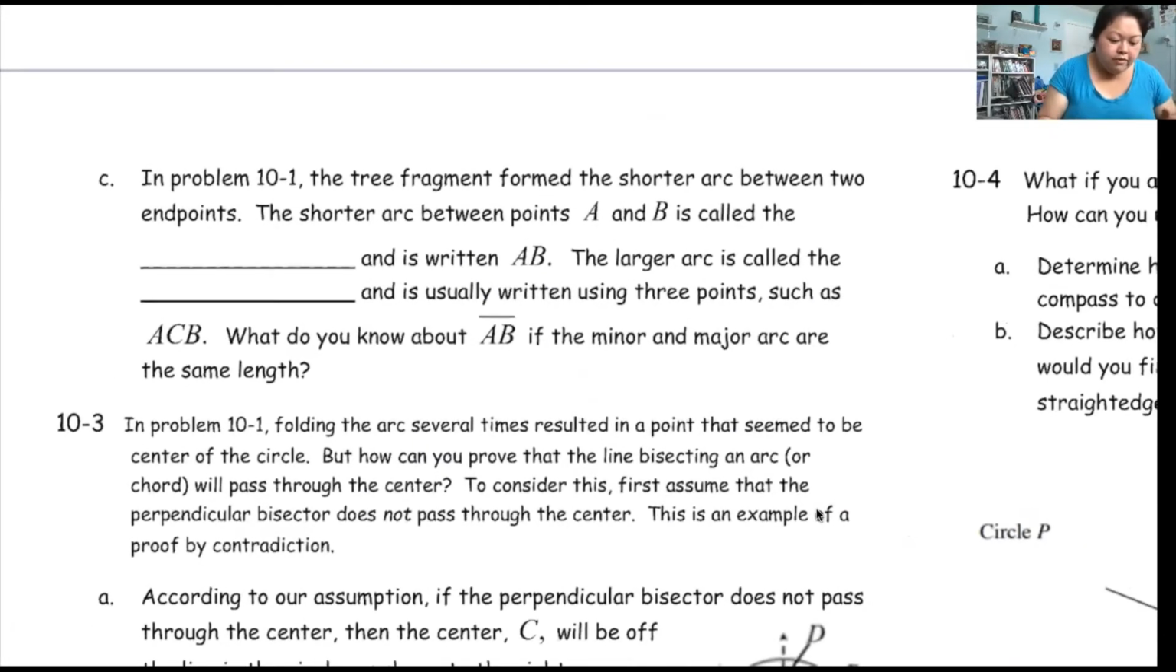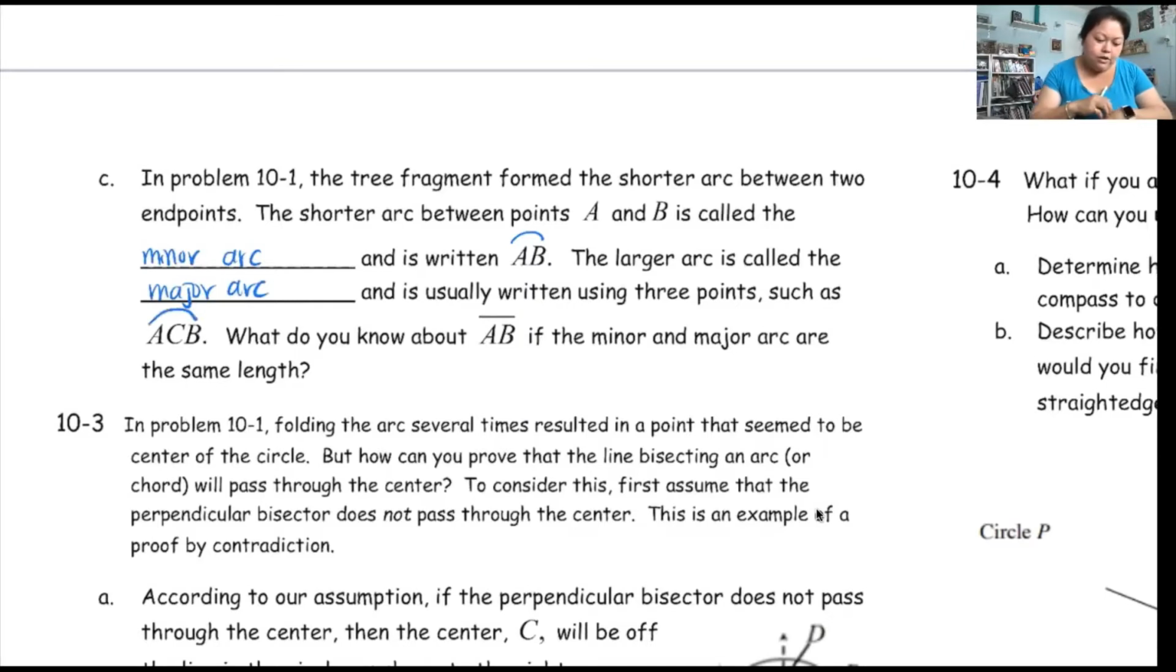In 10.1, the tree fragment formed the shorter arc between the two endpoints. The shorter arc between points A, B is called a minor arc. It's written as AB like so. The larger arc is called a major arc, using 3 points, ACB, and you put a little arc on top.